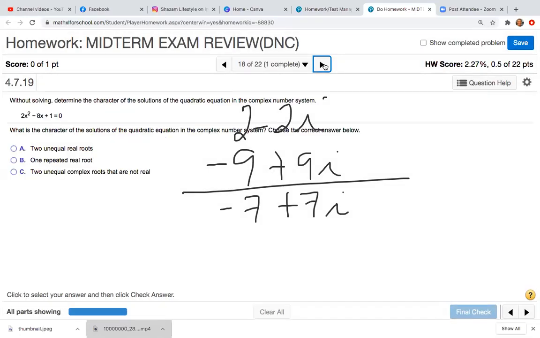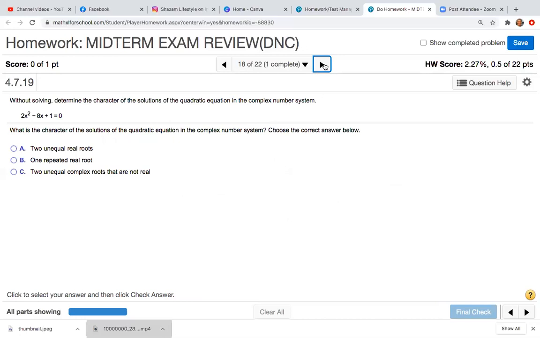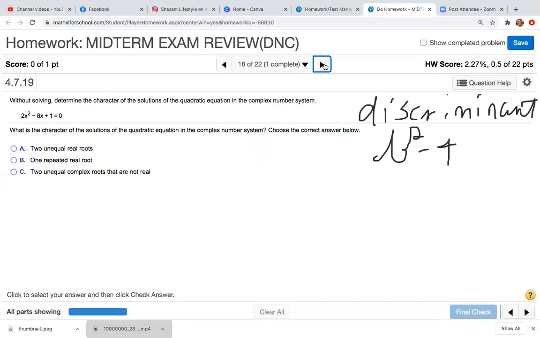Okay, let me clear this one out. Now, on this one right here, guys, we are being asked to, without solving, determine the character of the solutions of the quadratic equation in the complex number system. In other words, we have to determine, do we have 2 real roots, 1 real root, or 2 complex roots? And remember, the way we determine that is to use the discriminant, and the discriminant is the part under the square root in the quadratic formula, b squared minus 4 times a times c.